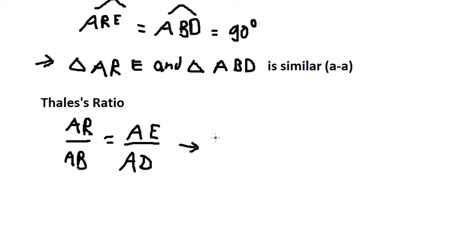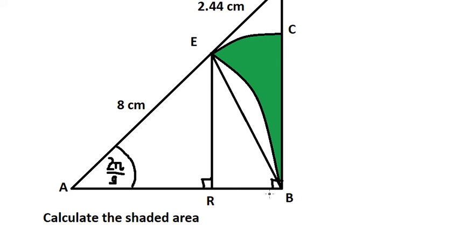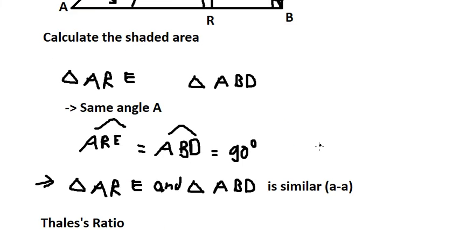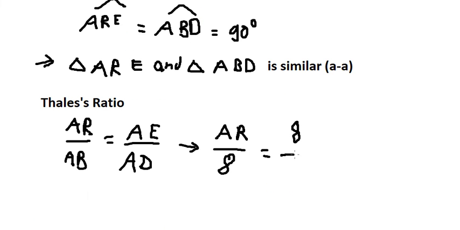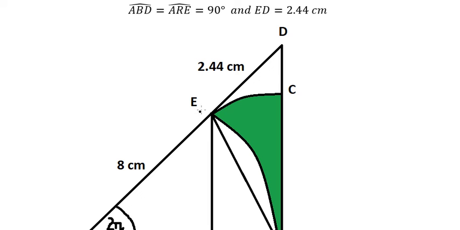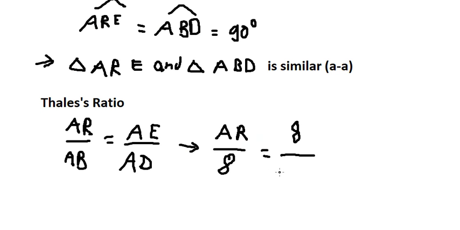So we put the numbers in here. AB, that is 8 because this is the radius of the circle, 8. So AB equals number 8. AE, that is number 8. AD, that is AE plus ED. So we have number 8 plus 2.44. We have 10.44.